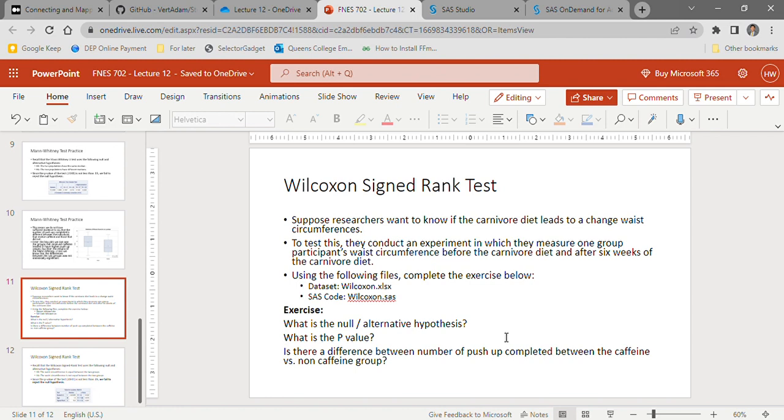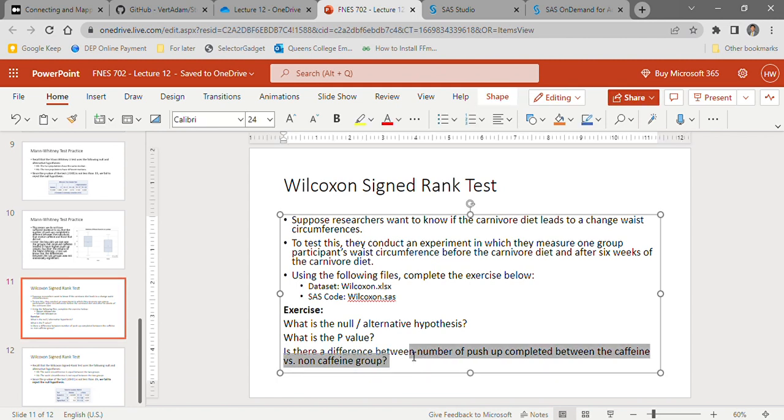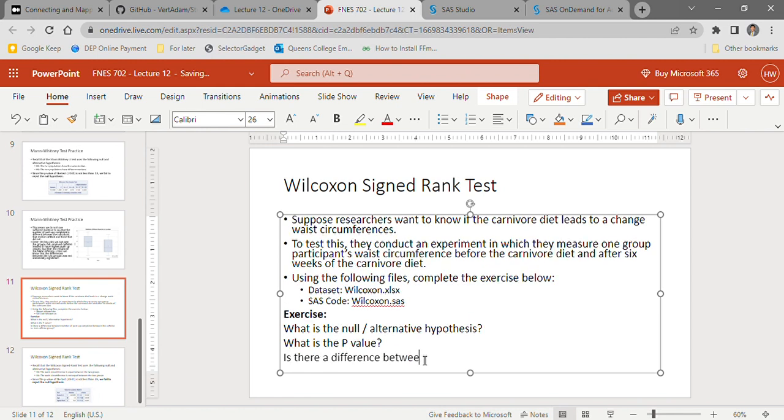What is the null and alternative hypothesis? What is the p-value? Is there a difference in waist circumference before and after the carnivore diet?